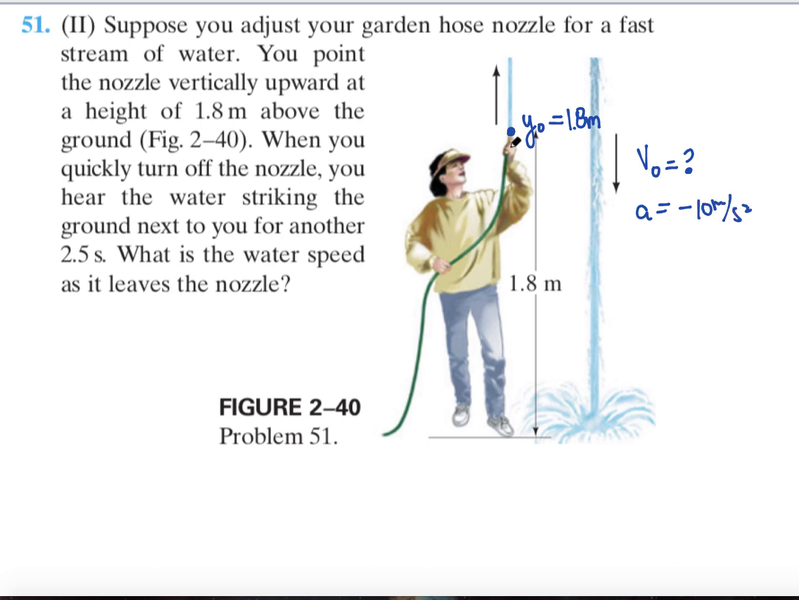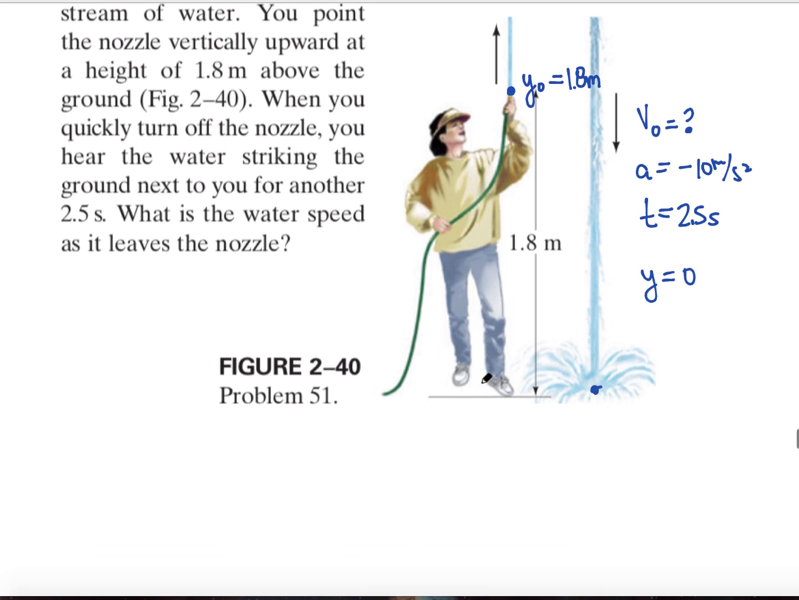So when I turn off the hose, let's imagine one drop of water that goes up and comes down, and it's the last drop of water to hit. That's going to happen after 2.5 seconds. So it takes 2.5 seconds to go up and hit the ground. So my final position has to be 0 when I hit the ground. Given all of this, I want to use the second kinematic equation again: y equals y naught plus v naught times t plus 1/2 a t squared. I have everything except v naught.